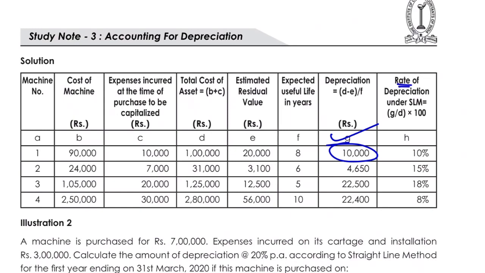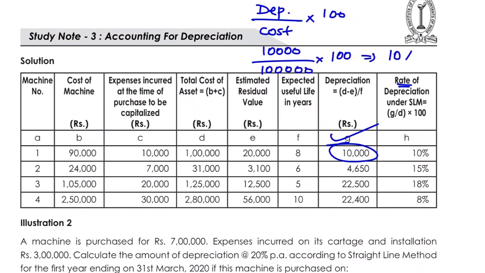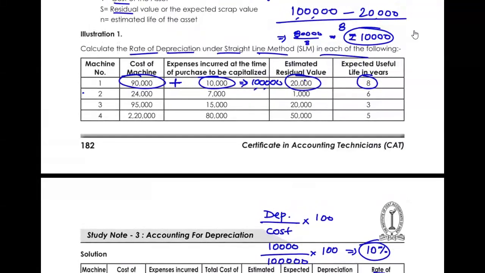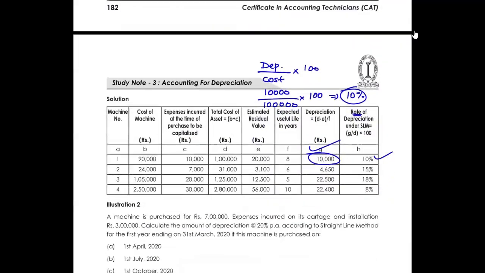If you want to calculate the rate of depreciation, you have to take the depreciation amount divided by the cost of the asset and multiply by 100. In this case, the depreciation amount is 10,000, the cost of the asset was 1 lakh rupees, and it should be multiplied by 100. So it will give you 10% as the rate of depreciation. So try solving for machines number 2, 3, and 4. I've done it for machine number 1. That is a simple example which you can do very easily.